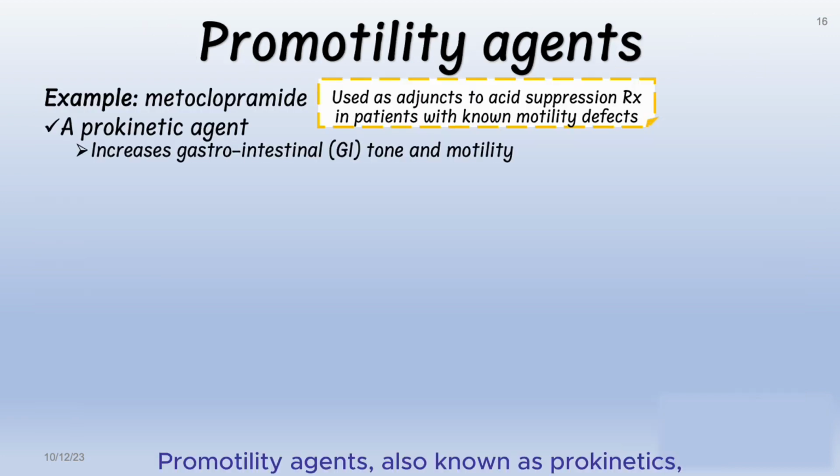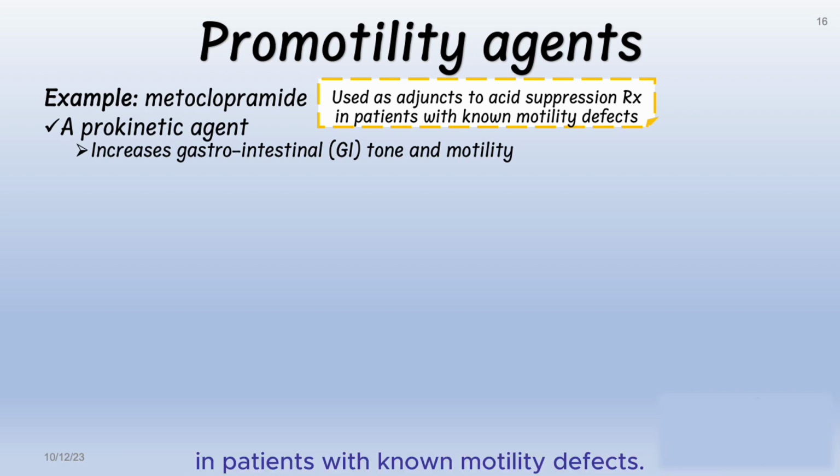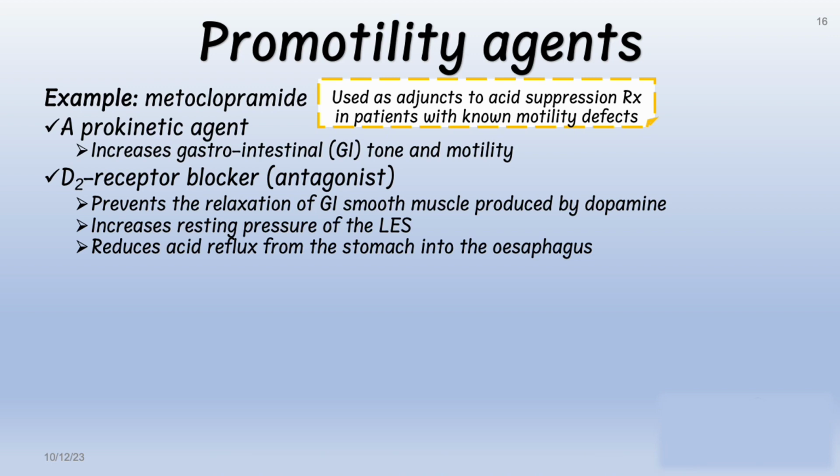Promotility agents, also known as prokinetics, are used as adjuncts to acid suppression treatment in patients with known motility defects. An example is metoclopramide. It increases gastrointestinal tone and motility by blocking dopamine D2 receptors. The relaxation of GI smooth muscle produced by dopamine is then prevented, and the resting pressure of the lower esophageal sphincter is increased. The reflux of acid from the stomach into the esophagus is reduced.